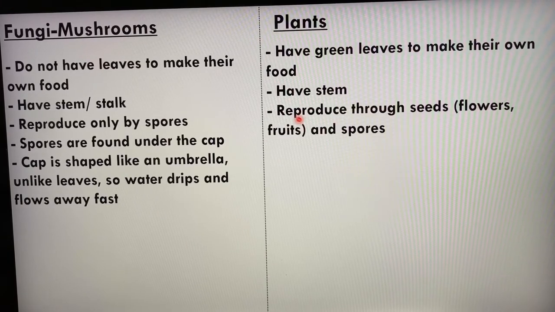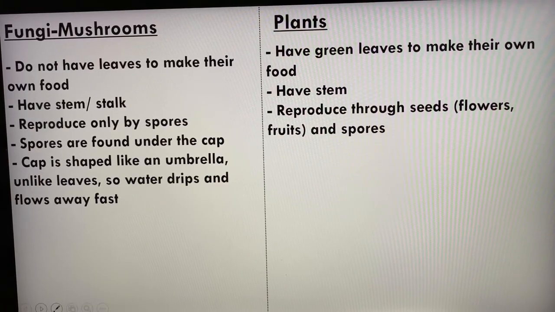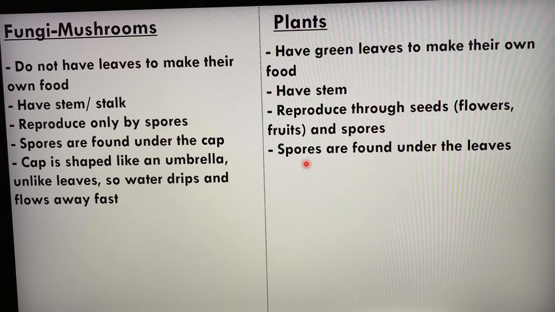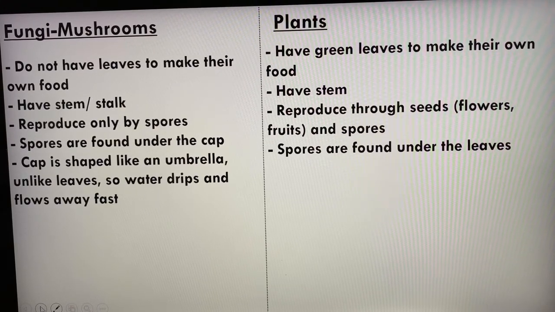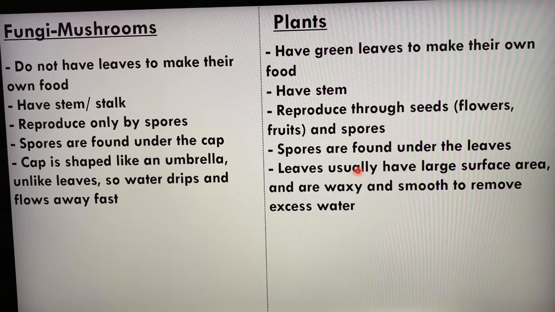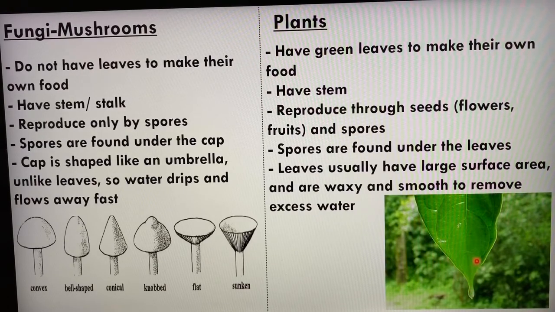Alright, so as mentioned previously, plants reproduce through seeds from the flowers and fruits, and they also reproduce from spores. That's a characteristic of plants. And the spores are usually found under the leaves of the plants, or specifically ferns, a species of plants that reproduce from spores. And now, leaves are usually large in surface area, and the leaves are usually waxy and smooth to remove the excess water. So you can see here the water will drip off.